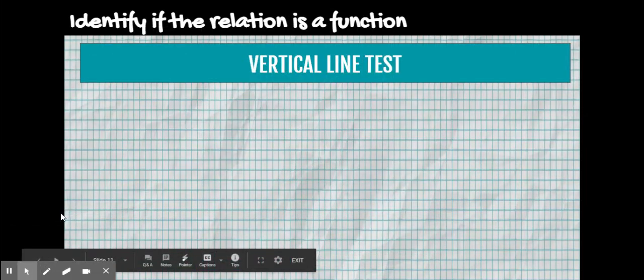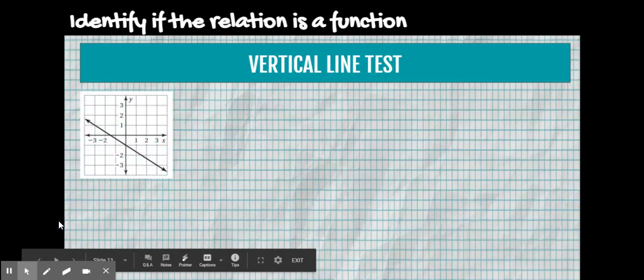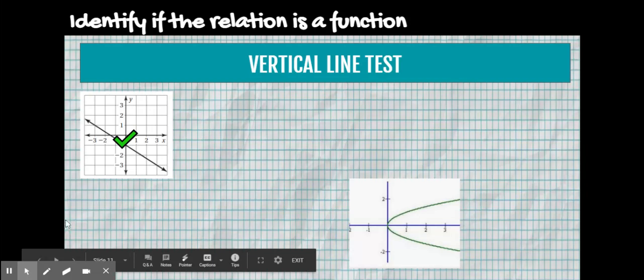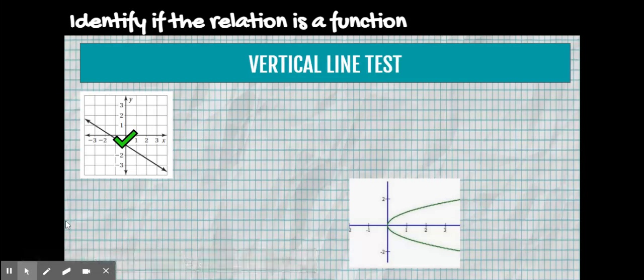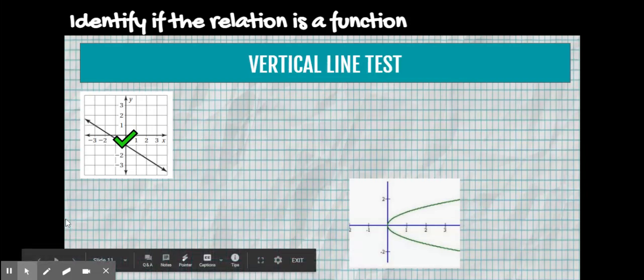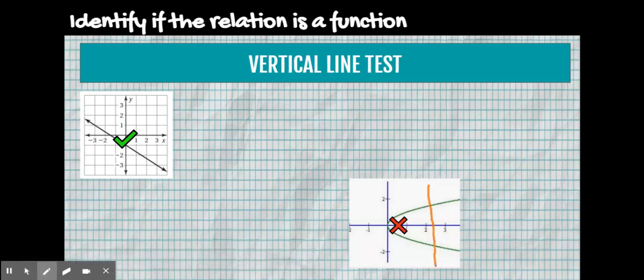So here we go. Does this pass the vertical line test? Is this graph a function? Hopefully you said yes, all those vertical lines only intersect our graphed line once. Try again. Is this graph a function? No, you are 100% correct. When we draw a vertical line here, we see that our vertical line intersects twice, not a function.